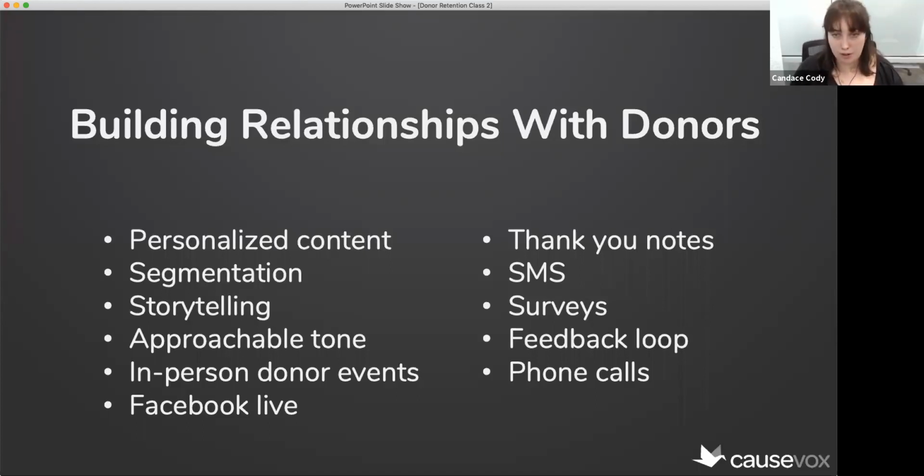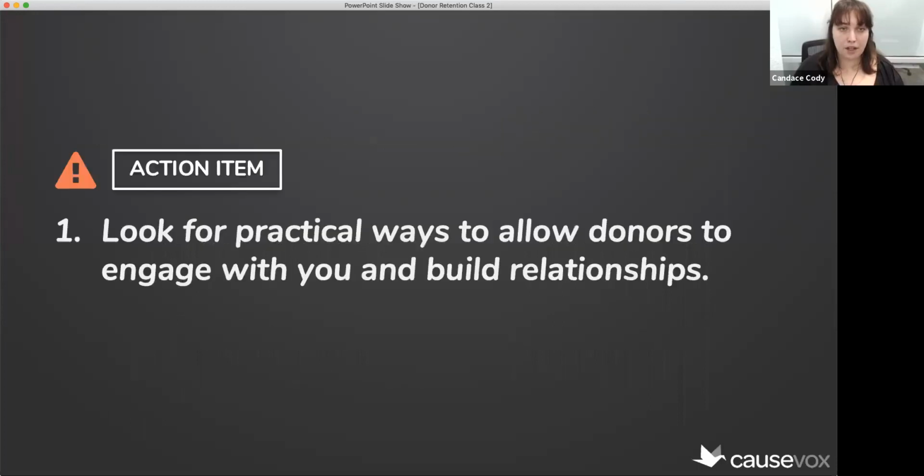And phone calls are a great way to do this as well. So this is really just all about taking a personal approach to all of your donor communications, so that you can build that deeper foundational relationship with the donor so you can keep them longer. So yeah, action item for you is to look for practical ways for you to allow donors to engage with you and build on that donor relationship.